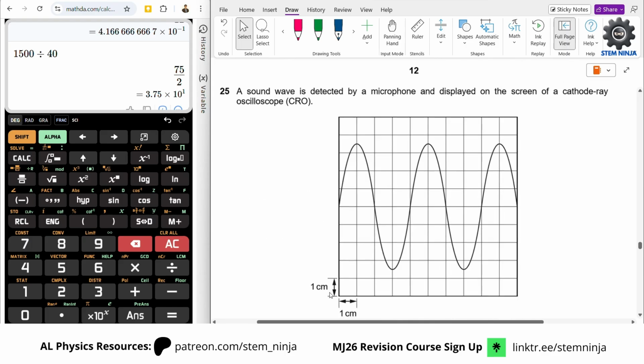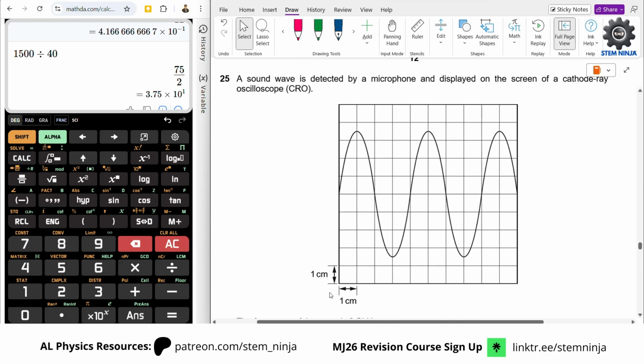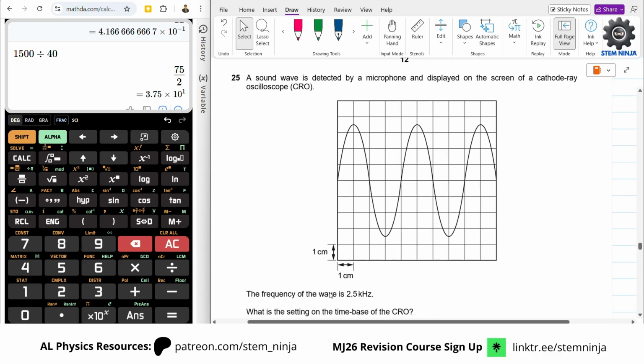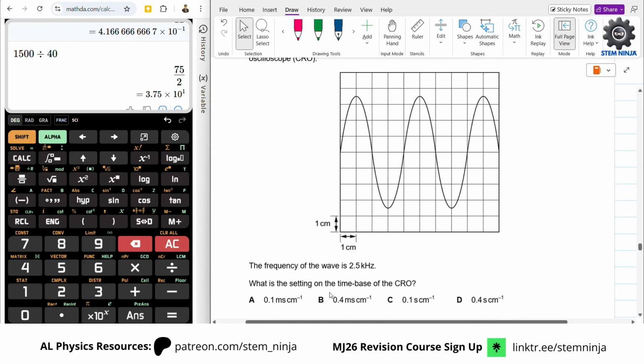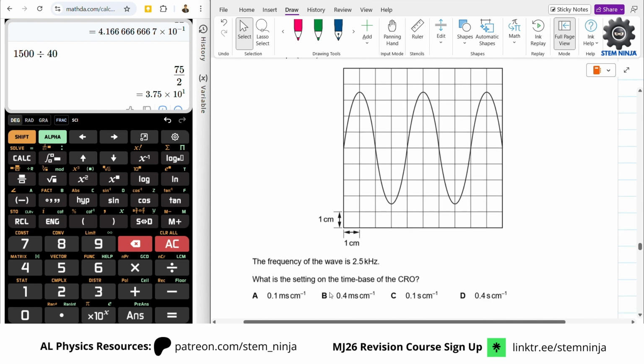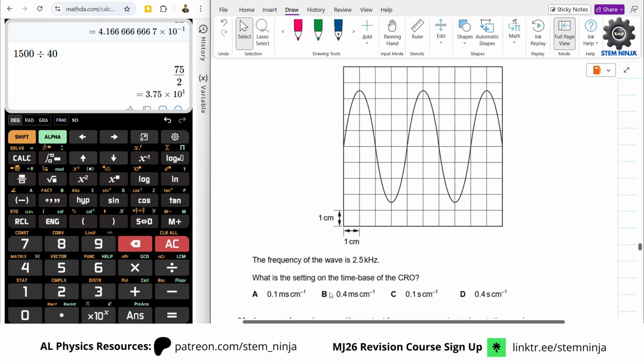A sound wave is detected by a microphone and displayed on the screen of a cathode ray oscilloscope. Frequency of the wave is 2.5 kilohertz. What is the setting on the time base of the CRO? Okay, let's see. If frequency is 2500 hertz, just simply 2.5 times 1000.